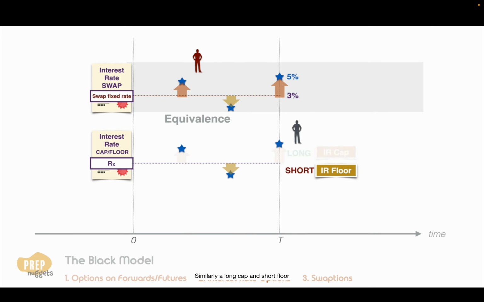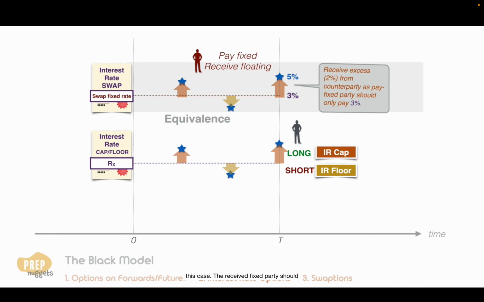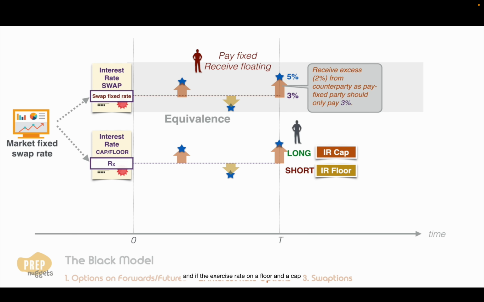Similarly, a long cap and short floor can be used to replicate the position of a fixed rate payer in an interest rate swap. In this case, the receive fixed party should receive 2% as compensation, as he should only pay 3% on a loan, not 5%. And if the exercise rate on a floor and a cap are set equal to a market swap fixed rate, the value of the cap will be equal to the value of the floor.